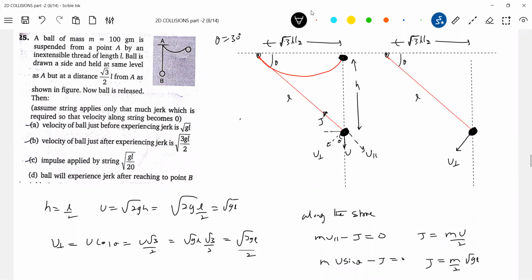This is the impulse. The ball will experience a jerk after reaching point B. Point B is somewhere here. Just before reaching point B, it will experience a jerk. When it arrives here, it will have some velocity. You should apply conservation of mechanical energy between these two points.